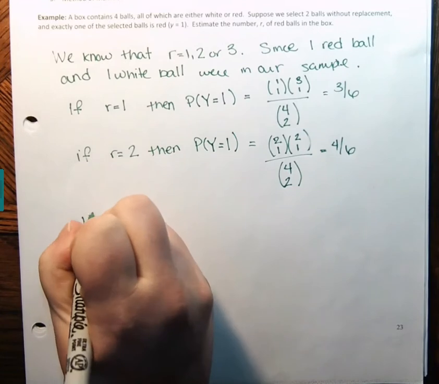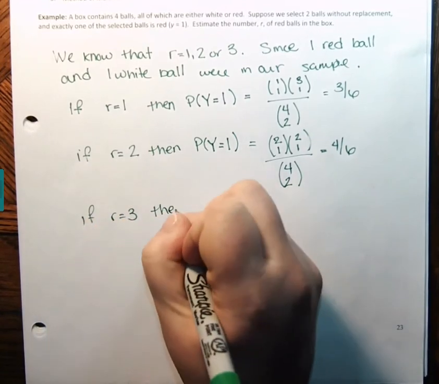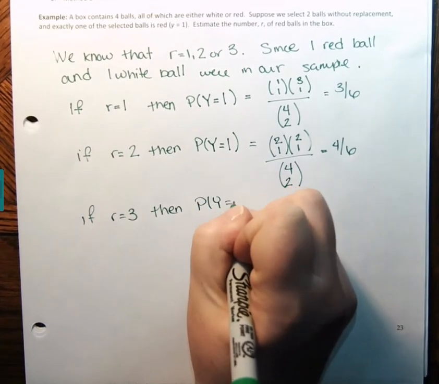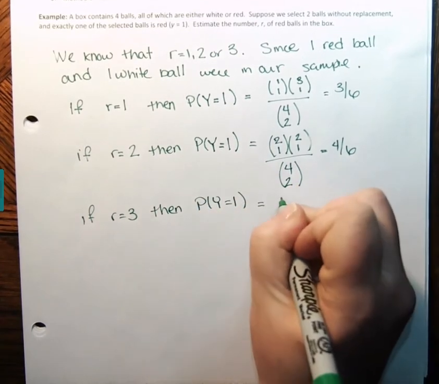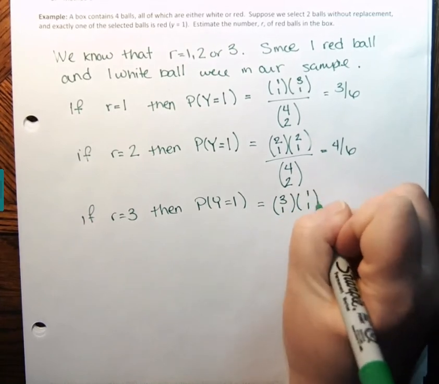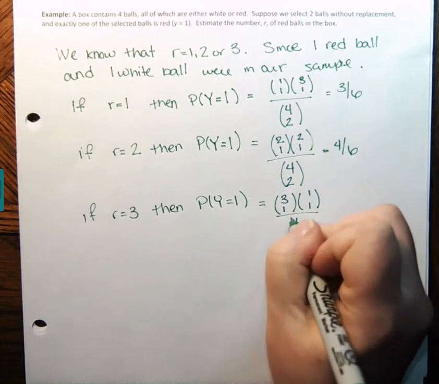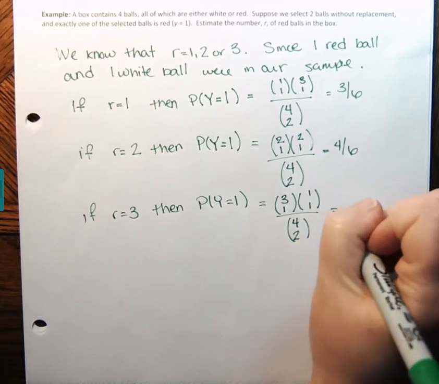And then finally, let's suppose that there were 3 red balls in the box. Then the probability that we only draw 1 red one is going to be equal to, well, out of the 3 red balls, we choose 1. Out of the 1 white ball, we choose the 1 white ball. And then out of the 4 total balls, the different ways that we could choose 2 is equal to 3 over 6.